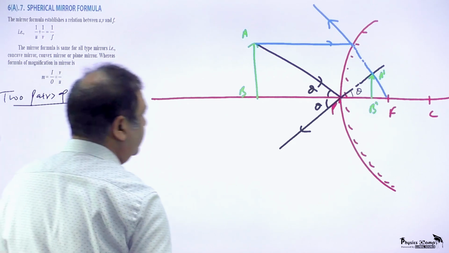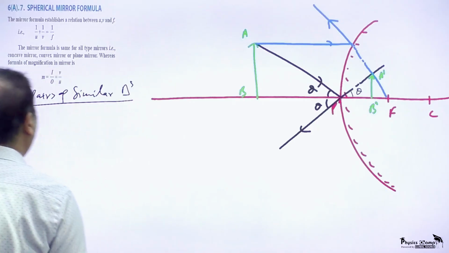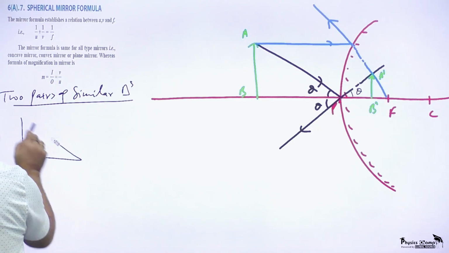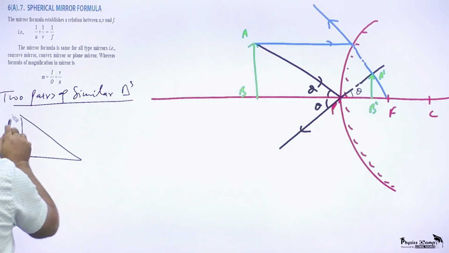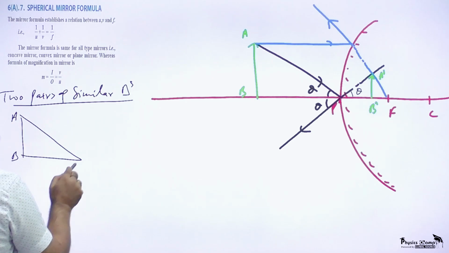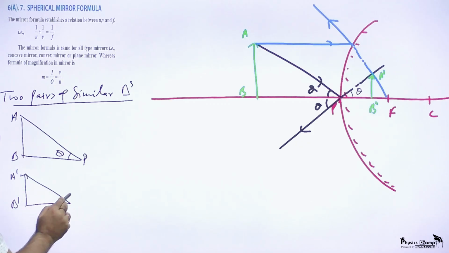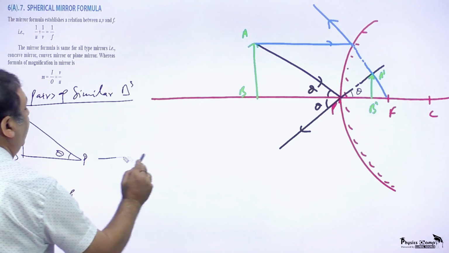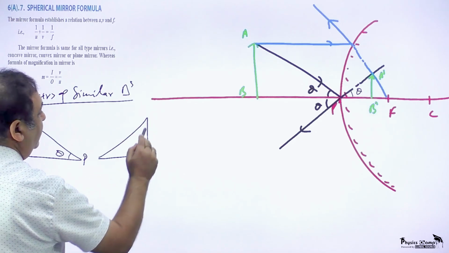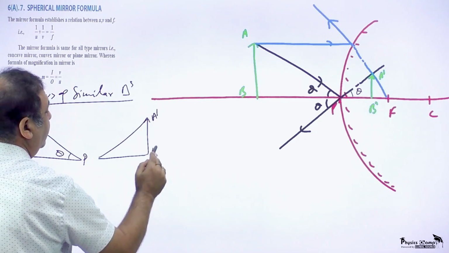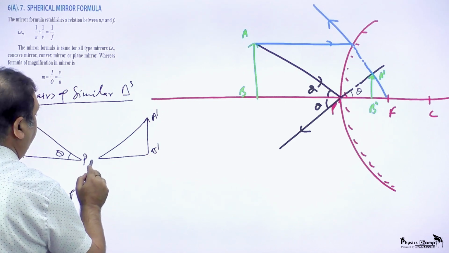So one pair of similar triangles I can see here is ABP, making an angle theta, and also A dash B dash P, making an angle theta. For your convenience, I make it like this. This is A dash B dash P at an angle theta.